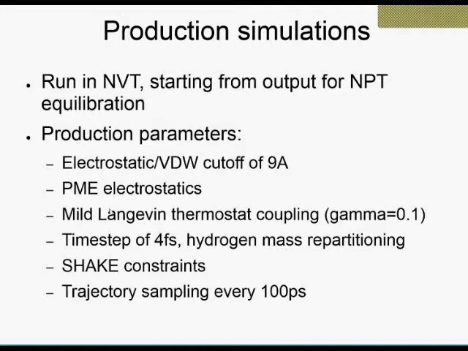Lastly, when it comes to sampling the trajectories, usually we find a sampling frequency of hundreds of picoseconds, 100 picoseconds, is adequate. So that's a good compromise between sampling and not oversampling and unnecessarily using storage.